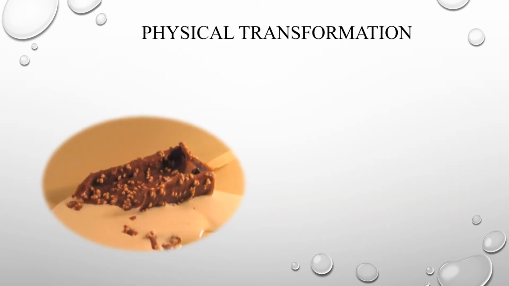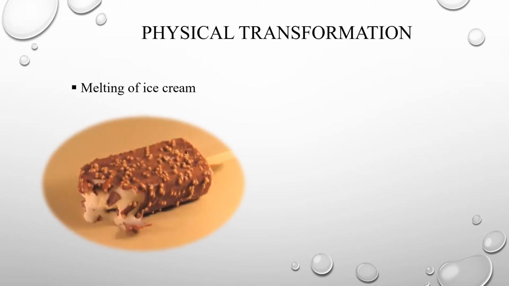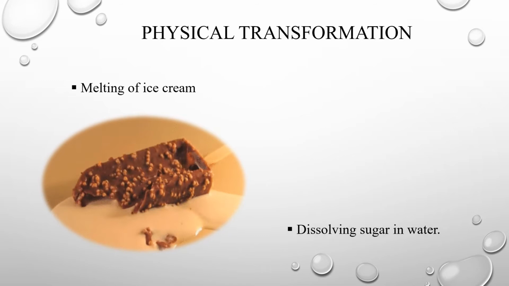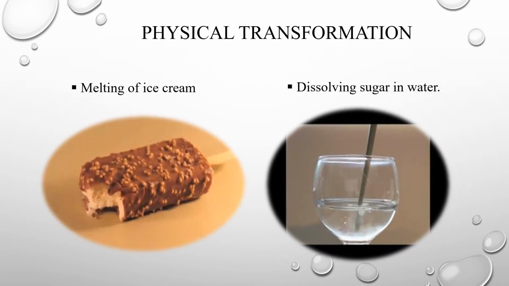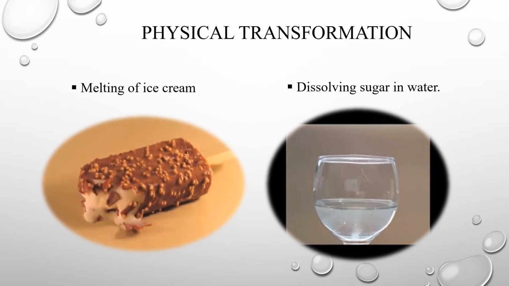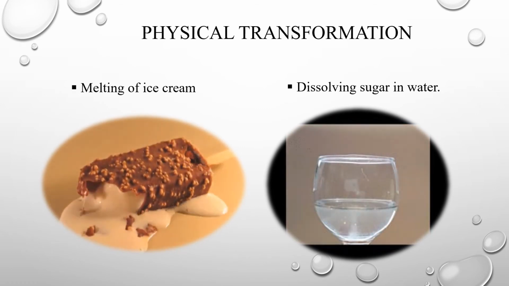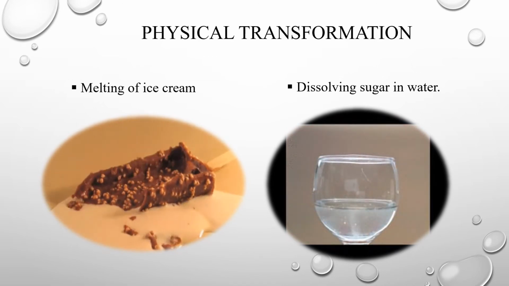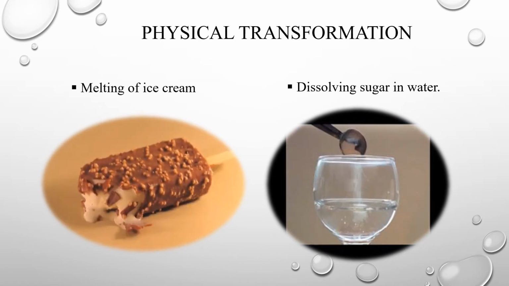Let's take more examples here. Melting of ice cream. The ice cream, when it is frozen and when it is melted, remains ice cream without formation of a new substance. Another type of physical transformation is dissolving sugar in water. Even if they are dissolved in each other, water remains water and sugar remains sugar. So all these transformations are called physical transformations since they do not lead to new substances.